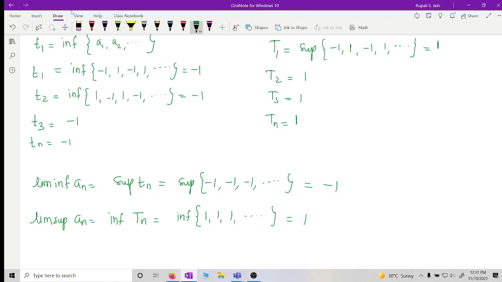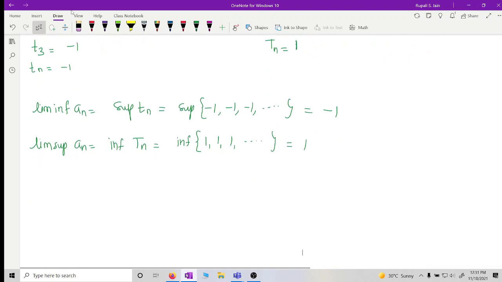Are you getting this? So if a sequence is not convergent, lim sup is not equal to lim inf. And if lim sup is equal to lim inf, which is equal to the limit of a sequence, then it will automatically be a convergent sequence and vice versa. If a sequence is convergent, lim sup and lim inf must be equal. Is that okay? Take the third example.